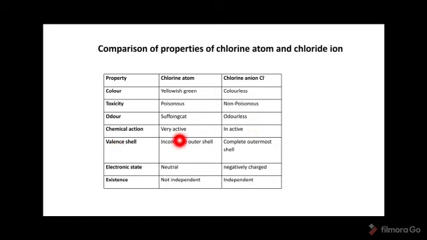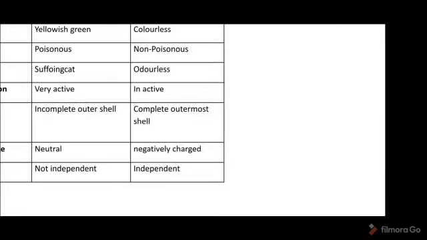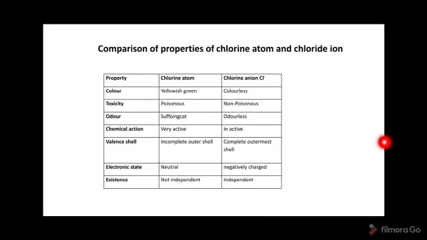Chemical action: the chlorine atom is very active, the chloride ion is inactive, and this is because of the complete outermost shell. Valence shell: the chlorine atom has an incomplete outermost shell, the chloride anion has a complete outermost shell. Electronic state: the atom is always neutral, the anion carries a negative charge. Existence: chlorine atoms are non-independent, the chloride ion is independent.